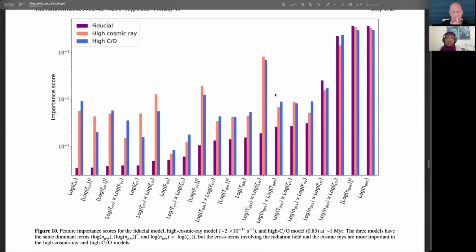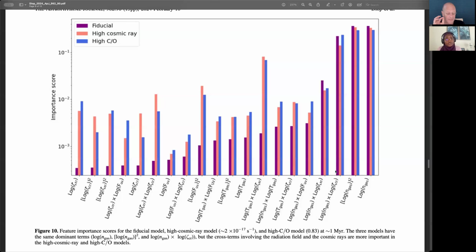When you look at the negative terms versus positive terms, the negative terms really start to dominate in these models. That suggests you are increasing CO depletion as you increase the cosmic ray rate and the C/O ratio. That can be understood because when you increase the cosmic ray rate, you increase things like H3+ and He+, which can destroy CO and help turn it into other species.